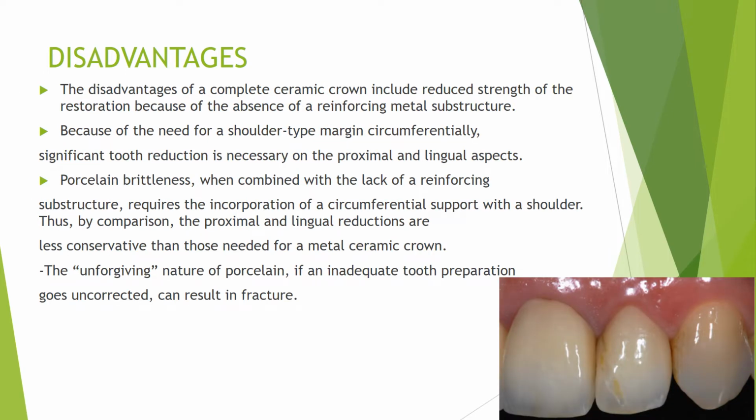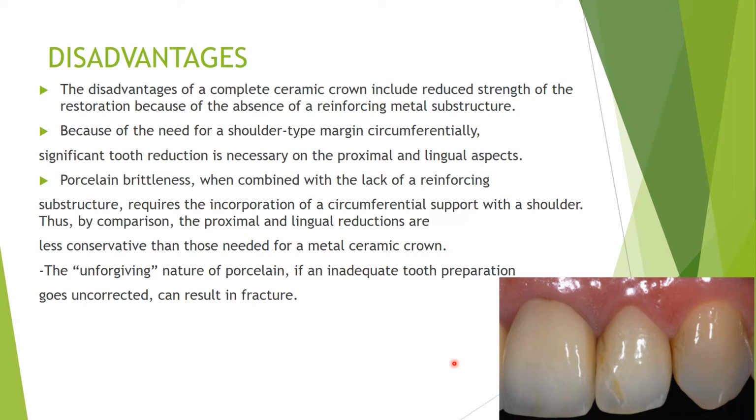Okay. So disadvantages are as follows. The disadvantages of complete ceramic crowns include reduced strength of the restoration because of the absence of a reinforcing metal substrate, right? So the translucency, yes, is there, but metal gives proper strength to the porcelain layer, which this lacks. Because of the need for a shoulder type of margin circumferentially, significant tooth reduction is necessary on the proximal and lingual aspects. So proper 1 mm tooth reduction is required everywhere.